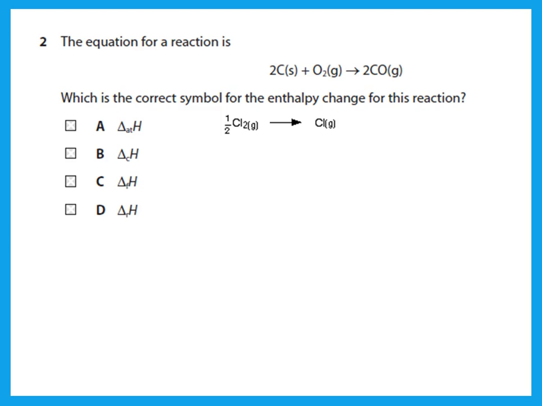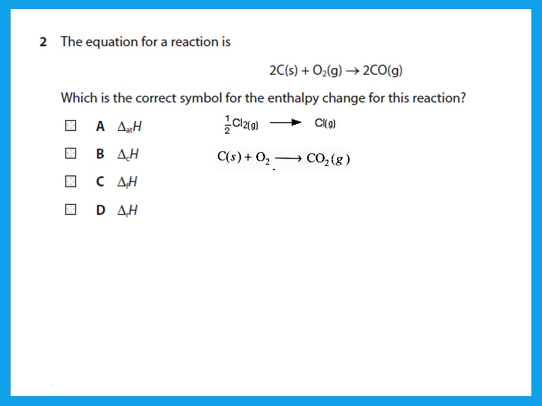Delta H of combustion. Well, what is delta H of combustion? It is the energy change when 1 mole of a substance is burned in excess oxygen in its standard state, so I should have 1 in front of the C, not 2. So that is not delta H of combustion because he has 2 moles of carbon.